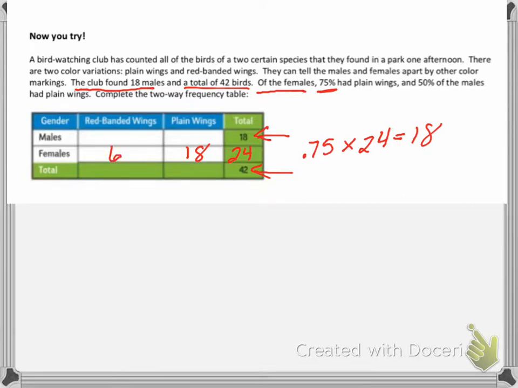And then it goes on to say that 50% of the males, do I really even have to do any math for that? What's half of 18? Well, that's 9. They have plain, so 9 and 9. And now I can go ahead and add up my total of my red wings, which is 15, and then my plain wings, which is 27. Just kidding. Hold on. Brain fart. Oh, no, that is 27. Okay.